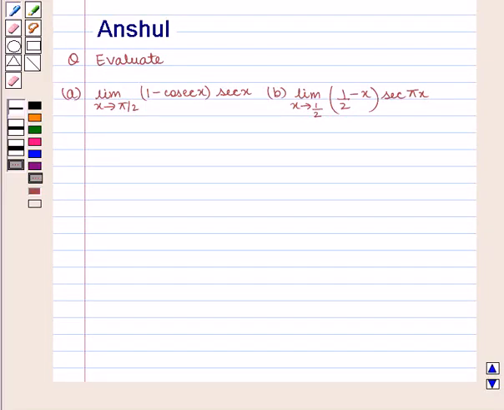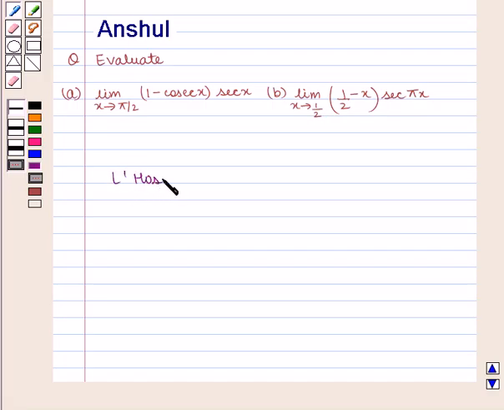In this session, we are going to discuss the following question, which says: evaluate a) limit of (1 minus cosec of x) into sec of x as x tends to pi by 2, b) limit of (1 by 2 minus x) into sec of pi x as x tends to 1 by 2.